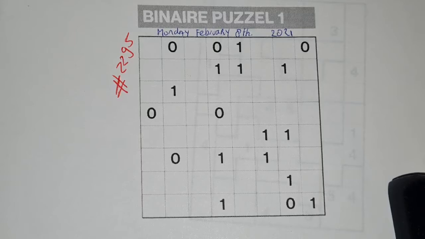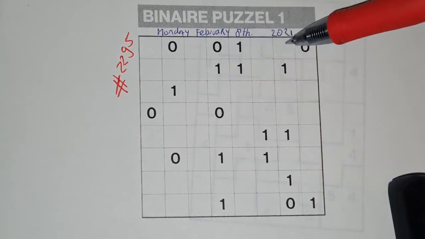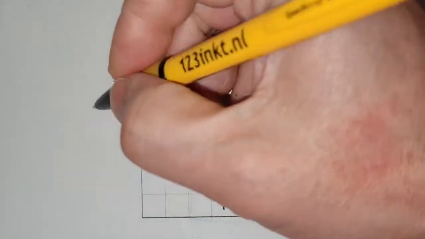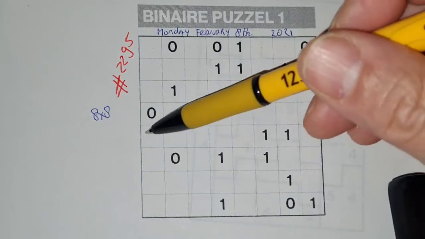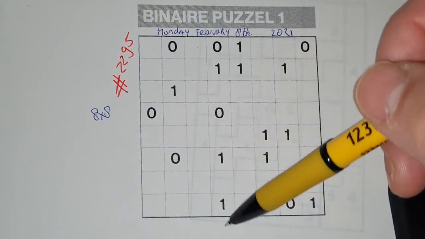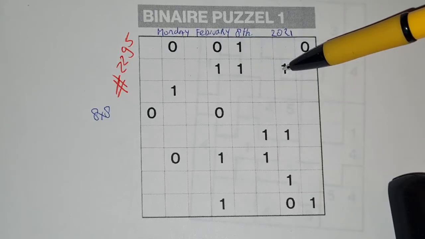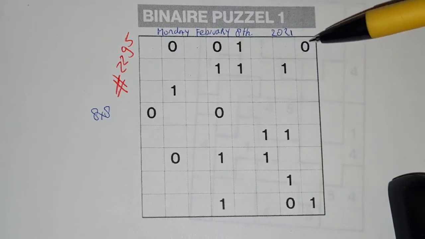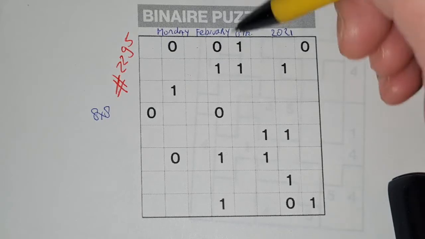What kind of binary puzzle is this one? 1, 2, 3, 4, 5, 6, 7, 8. It's an 8 by 8 binary puzzle. That means in a row or in a column, there are always 4 ones and 4 O's. Alright, so let's get started.